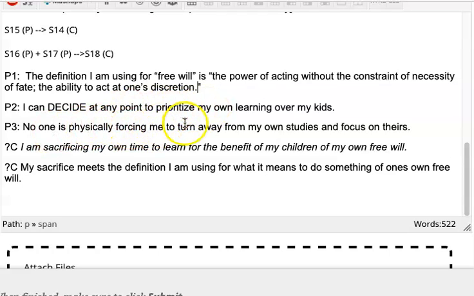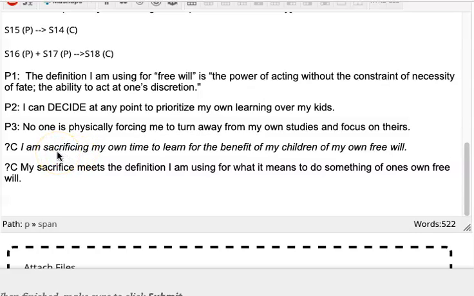No one is physically forcing me to turn away from my own studies. You know what? I think that when I said I decide at any point, I'm trying to say I do have the ability to act at my discretion, because discretion means that it's up to you, to your judgment, to decide to do something. So I think what I'm trying to say here is that I have the power to act according to my own discretion when I decide. And I say no one's physically forcing me. I think maybe that goes back to where I said the power of acting without constraint of necessity. Constraint. No one's constraining me. Nobody's keeping me from doing something by some means.